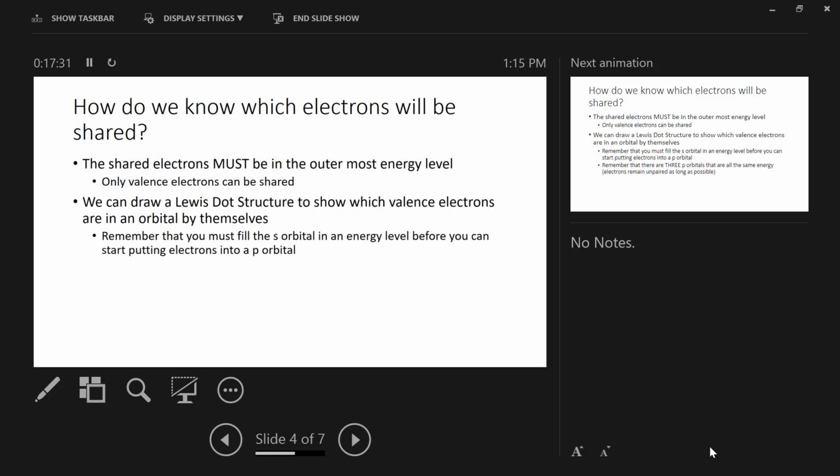All right, so you need to remember that we have to fill the s orbital in an energy level before we can start putting electrons into a p orbital. You remember that? We have to fill the 4s before we can start putting electrons in a 4p orbital.